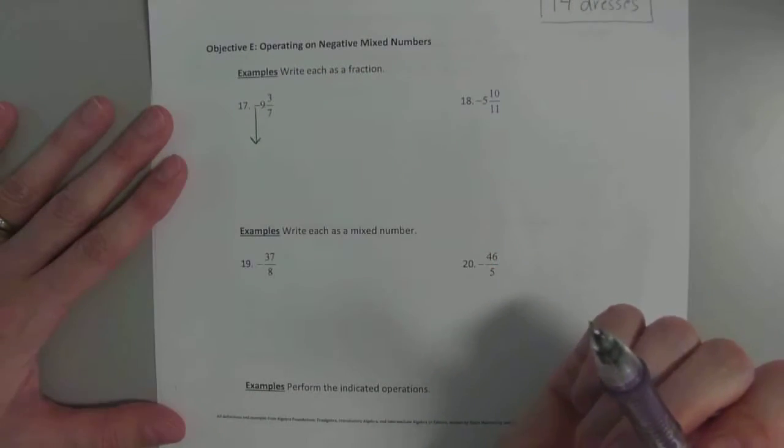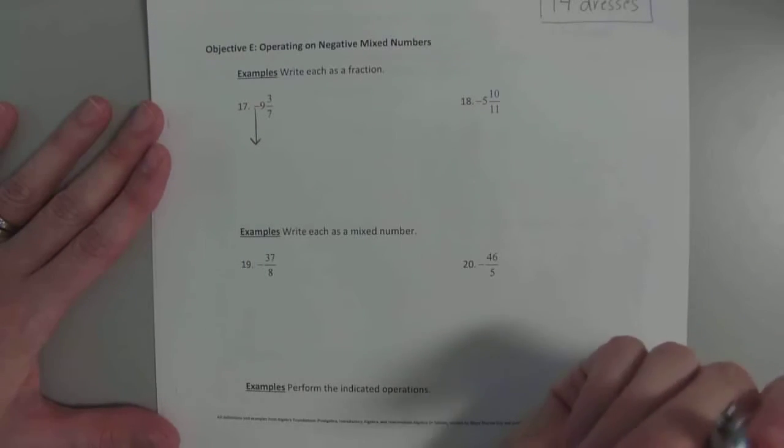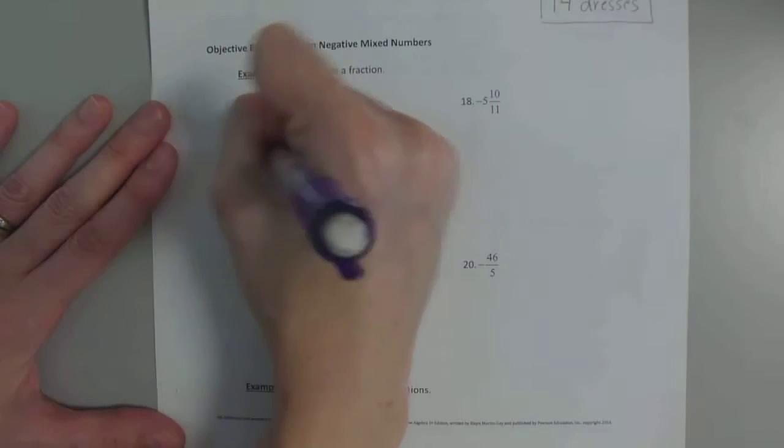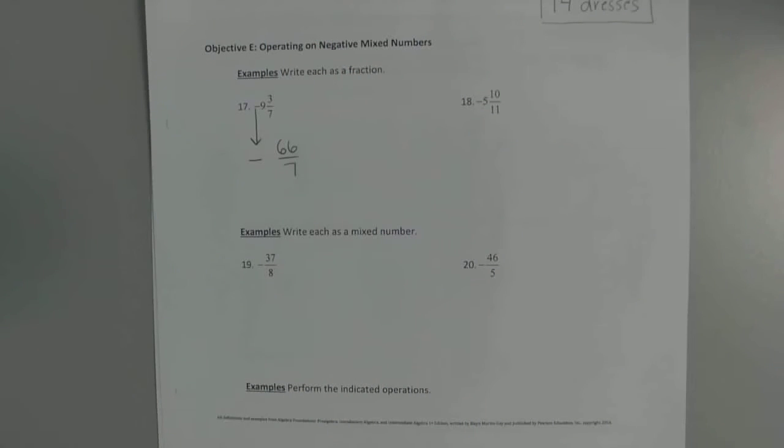What's 7 times 9? 63, and then 63 plus 3. So this is negative 66 over 7. Don't do 7 times negative 9 because you're going to mess everything up, because all of it's negative, not just the 9, all right? So you just ignore the negative, let it hang out, and then do the improper fraction like you've been doing.